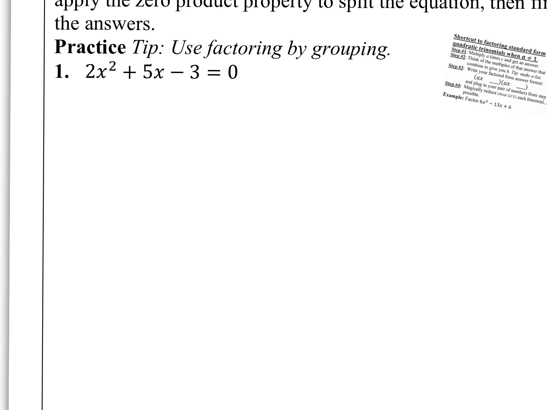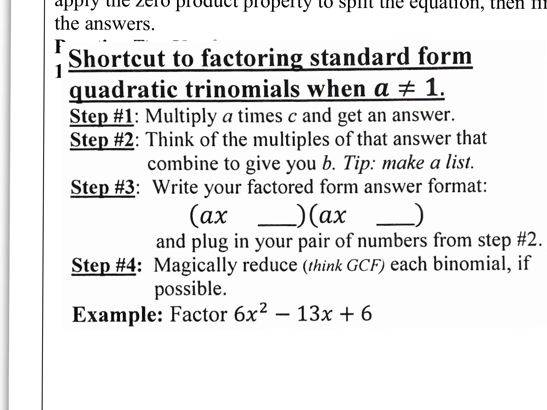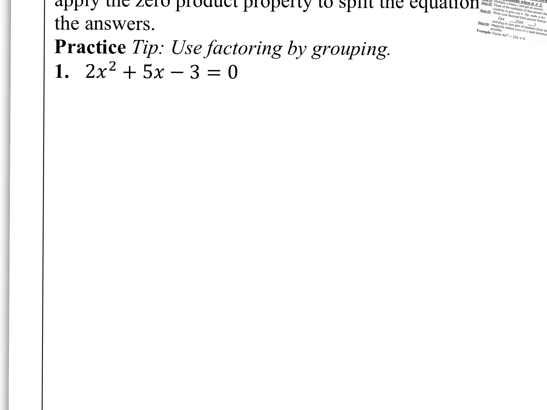And how do we solve an equation that's set equal to 0 when there's two x's? We can't do it unless we factor it to get multiplication to be able to split them and solve using the zero product property. Okay, so the tip is to use factoring by grouping, but actually I don't want you to use factoring by grouping. I want you to use this beautiful shortcut method. Multi-step process, but let's use this shortcut method.